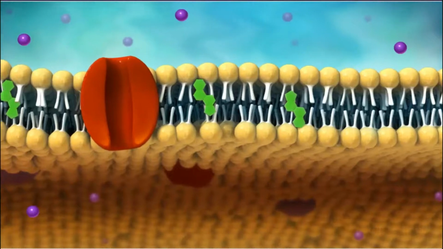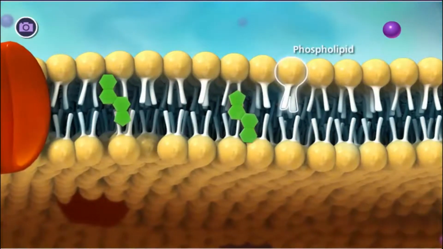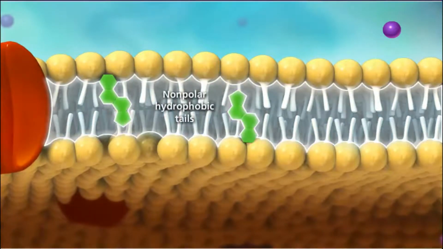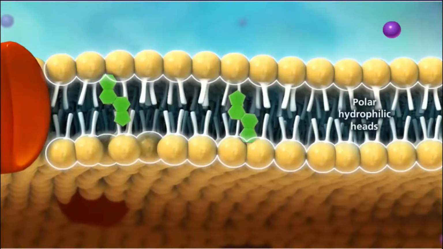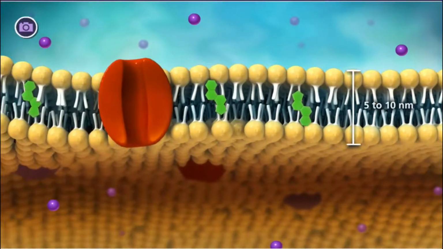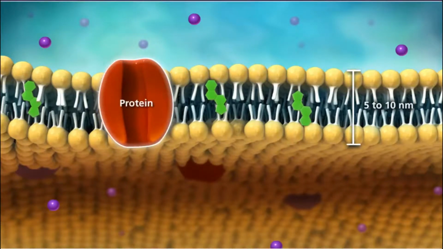Phospholipids make up a large part of the membrane and form a bilayer. The structure of the bilayer is due to the tail-to-tail packing of the nonpolar hydrophobic tails, composed of two fatty acid chains, and the polar hydrophilic heads, composed of glycerol and phosphorylated alcohol. The lipid bilayer is 5 to 10 nanometers thick and is embedded with proteins. Some cell membranes also contain cholesterol.